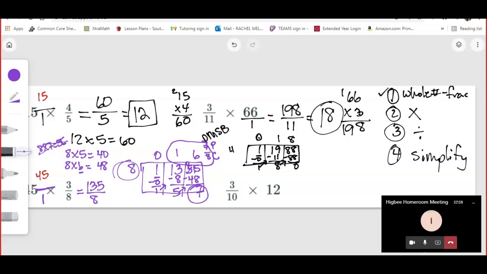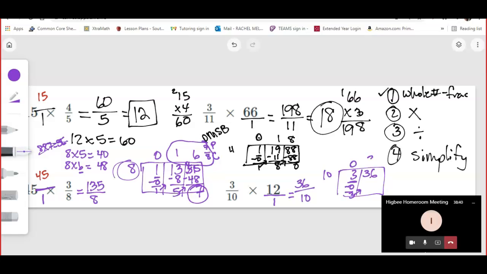All right, so when I'm doing 3/10 times 12, the first thing I do is make my 12 into a fraction. All right, guys, what's 3 times 12? It's 36. Okay, 10 times 1. 10. Okay, so I need to do 36 divided by 10. If I only have 3, do I have enough to make a group of 10? No. So I have to take my 3 and put it over here.